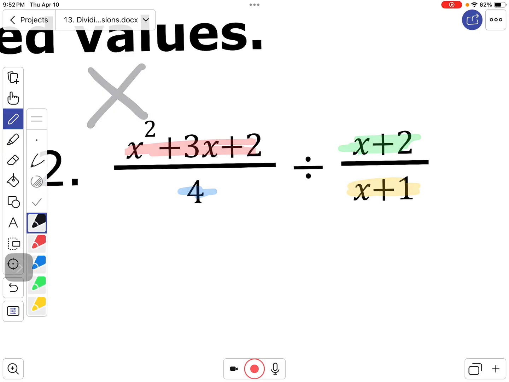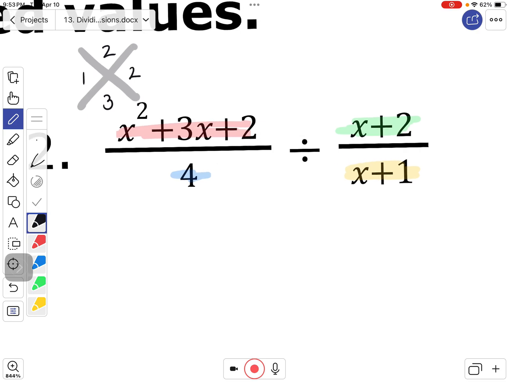So I'm going to put my 2 on the top and my 3 on the bottom. Two numbers that multiply to 2 and add to 3 are 1 and 2. Now I'm just going to go ahead and rewrite my top with those. So I'm going to say x plus 1 and x plus 2, and then I have that 4 on the bottom.